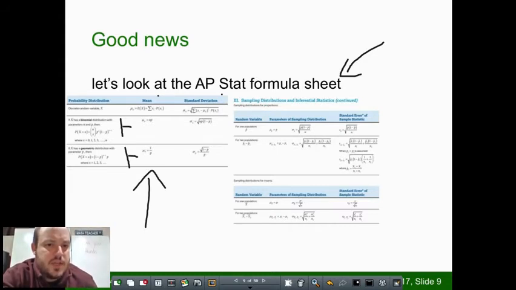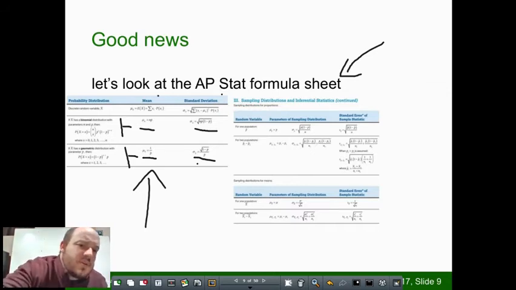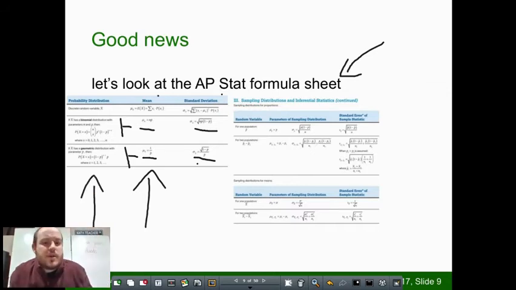Look, n times p is the mean, and the standard deviation is the square root of n times p times q. For a geometric distribution, the mean is 1 over p, and the standard deviation is the square root of 1 minus p over p. These are the formulas we just had last chapter, so you don't have to memorize any of those. And we know that the calculator does all of this for us. So you don't need to memorize any formulas. So stop freaking out that we're seeing a ton of formulas here, all right?